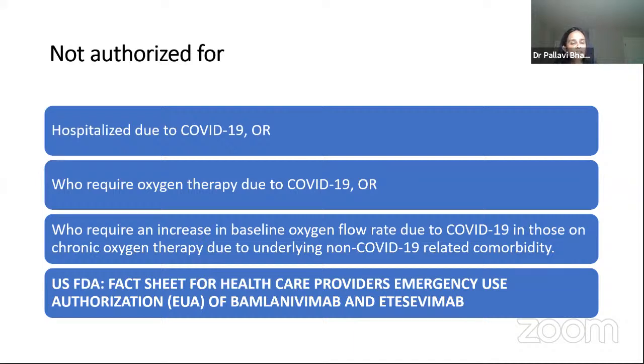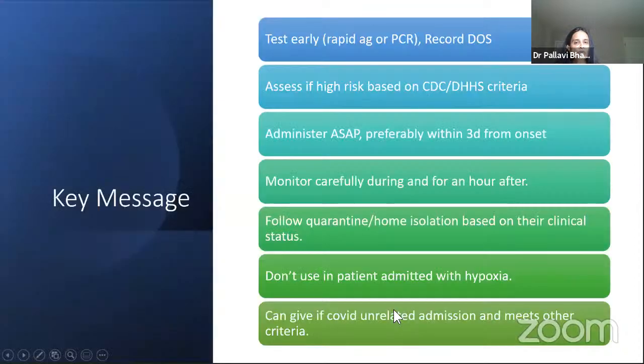So which population can't you use this cocktail for? Hospitalized patients due to COVID-19, you cannot use it, because that by definition is severe disease, and the studies and trials have not shown it to benefit. Patients who are on oxygen therapy because of COVID-19, it's a no. Patients who are on oxygen supplementation at home at baseline, and there is an increase in the requirement, that's again a group that you can't consider, because it's just indicative of progressive or worsening hypoxia. And this is, I guess, available in the fact sheet for all healthcare providers for this product as well as the Regeneron product.